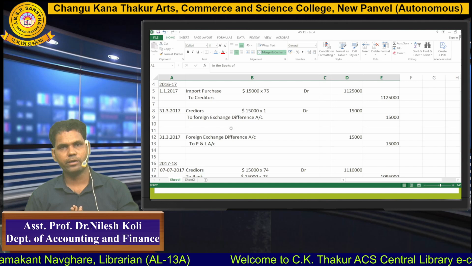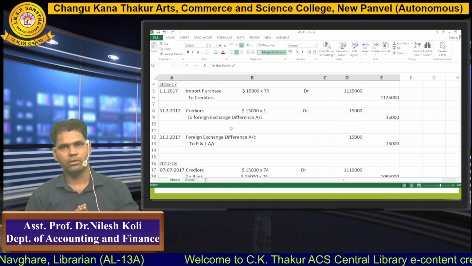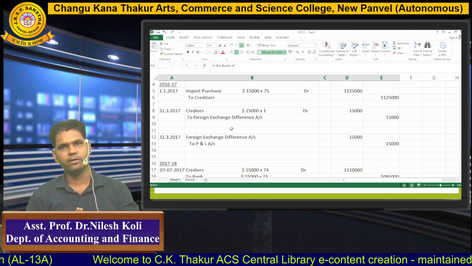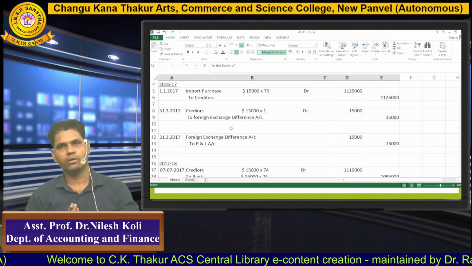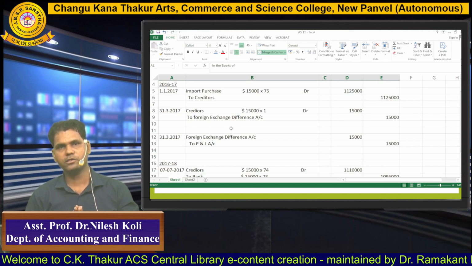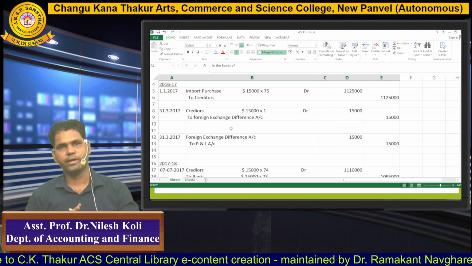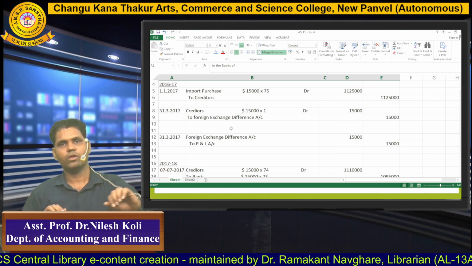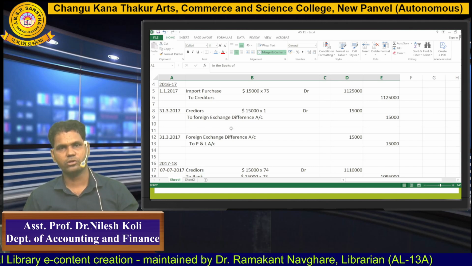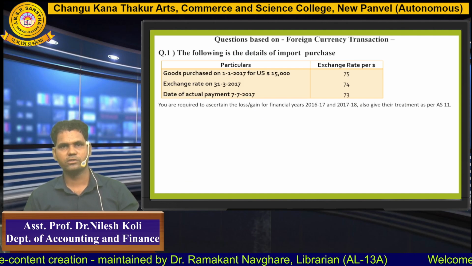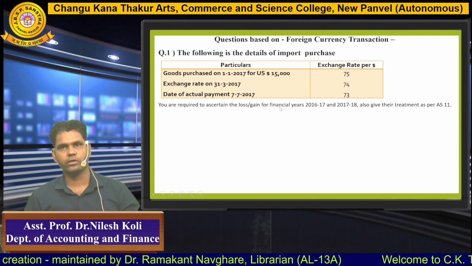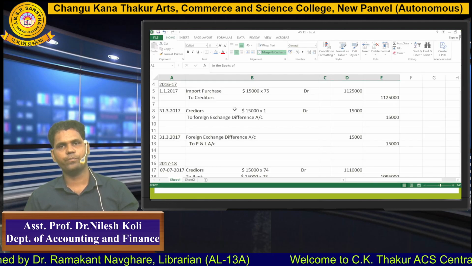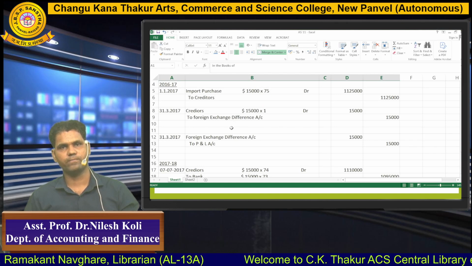So if the foreign exchange difference account is reflecting a gain, it will be credited. If it is reflecting a loss, it will be debited. Here a gain is reflecting, so the gain has been credited and the creditors' account has been debited by rupees 15,000. It means the foreign exchange difference of 15,000 is transferred to the P&L account. See, in the question they ask that you are required to ascertain the loss or gain in the financial year. So there is a gain of rupees 15,000 in the financial year 2016-17.